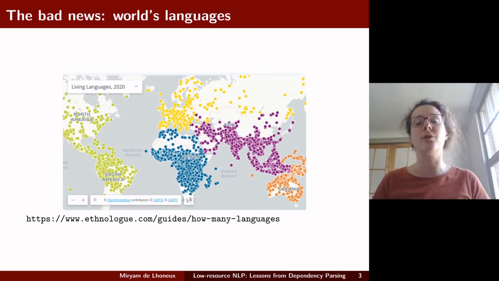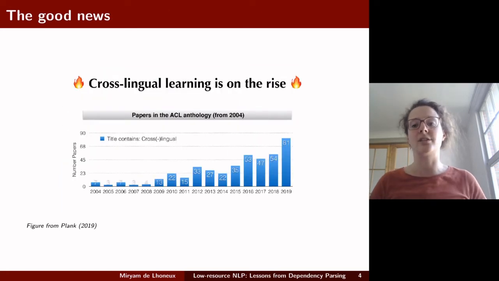In fact, we've been focusing on English for a very long time and this is only beginning to change. However, it is changing at a relatively fast pace, as we can see from this figure here, which shows the increase in number of ACL papers or ex-ACL papers that contain cross-lingual in their title in the past 15 years.